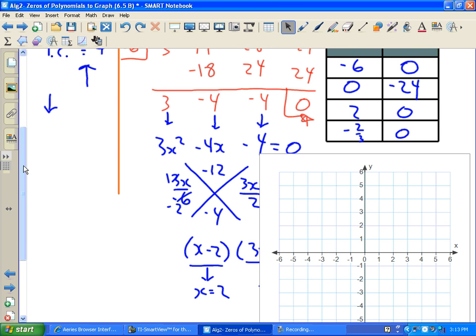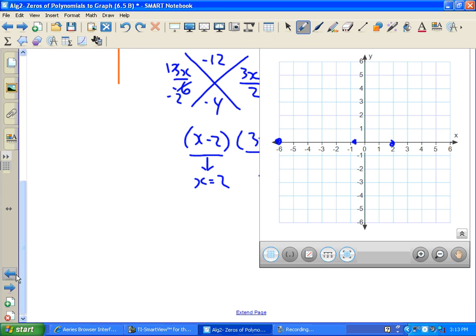Let's plot what we got. Negative 6, 0. 2, 0. Negative 2/3 and 0. And then 0, negative 24. For me, I'm just going to write there. That's negative 24. It's not quite on this graph.